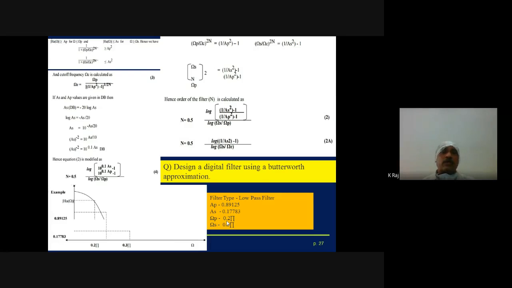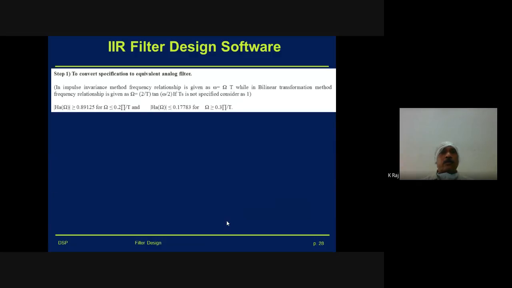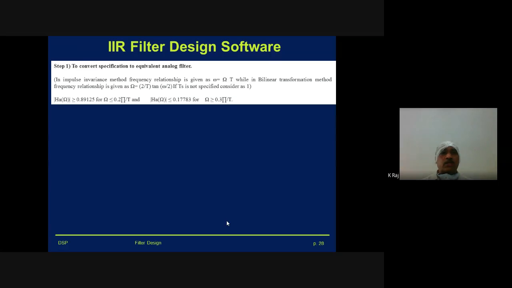And what is our approach? First the filter will be designed in the analog domain, and then the designed filter will be transformed into the digital domain. Now see what we have to do. In the first step, we will convert the specification to equivalent analog frequency, because the frequencies are given in the digital domain. So we will transform them into the analog domain, and there are different approaches, like the bilinear transformation or the impulse invariance method.